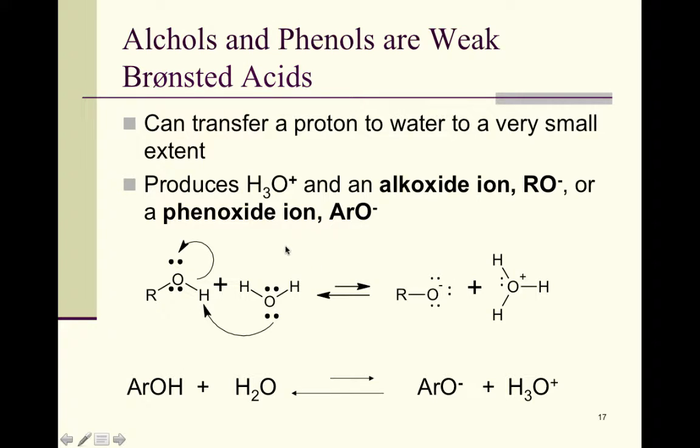Here we have alcohols and phenols acting as acids. The previous slide is when they were acting as bases. From this we produce hydronium ion and alkoxide ion, or in the case of our phenol, phenoxide ion. Again, note what's going to happen here is the pair of electrons from the water is going to grab this hydrogen here and bond to it. The pair of electrons are going to go to this oxygen, causing it to have a single bond, but it does have a minus charge.